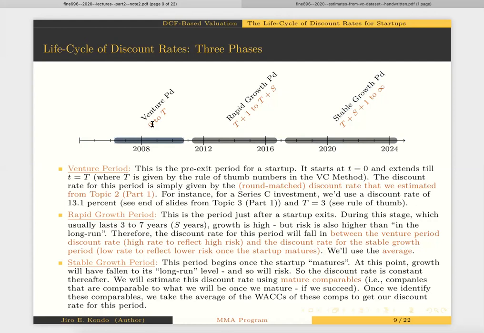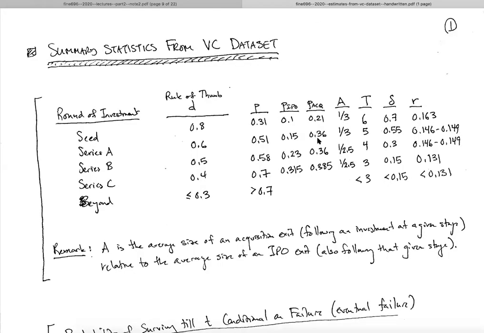In order to get our discount rate from time 0 to time T, I recommend just using the estimates that we presented last lecture. Remember, one of the things that we estimated from the data set on VC investments was the average rate of return, and this R is the average rate of return over the life of an investment. So the average seed stage VC investment from time 0 until exit generated a return of 16.3% per year, whereas the average Series C investment, which would tend to be on average a 3-year investment, would generate over those 3 years an average rate of return of 13.1%.